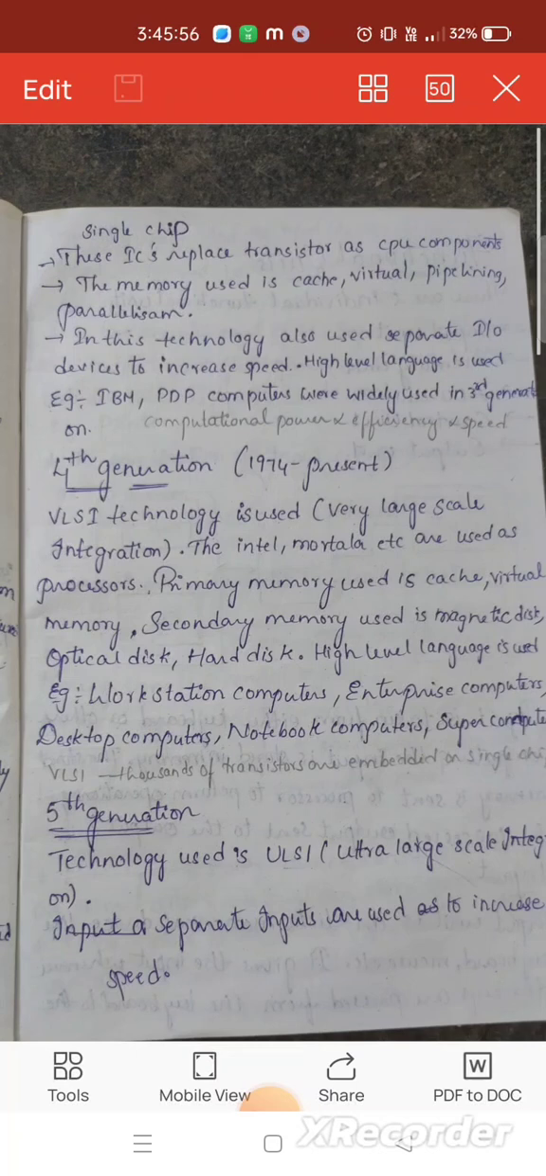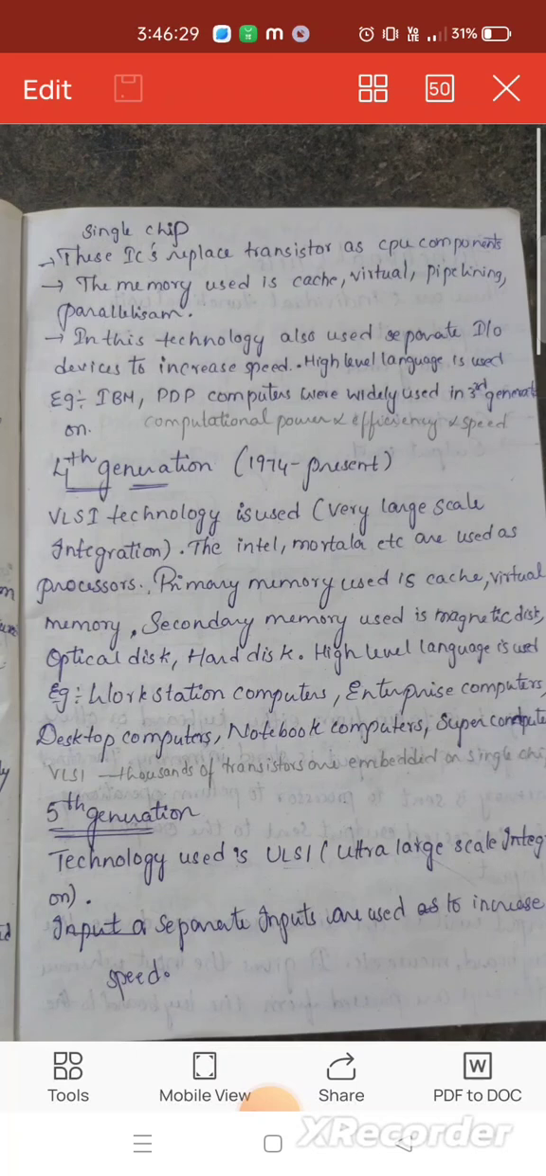Fourth generation, 1974 up to the present. In this, we use VLSI technology, meaning very large scale integration. Intel, Motorola, etc. are used as processors. Primary memory used is cache and virtual memory. Secondary memory used is magnetic disk, optical disk, hard disk. High-level language is used. For example, workstation and enterprise computers, which we discussed in the types of computers, are the fourth generation, or the present working computers.